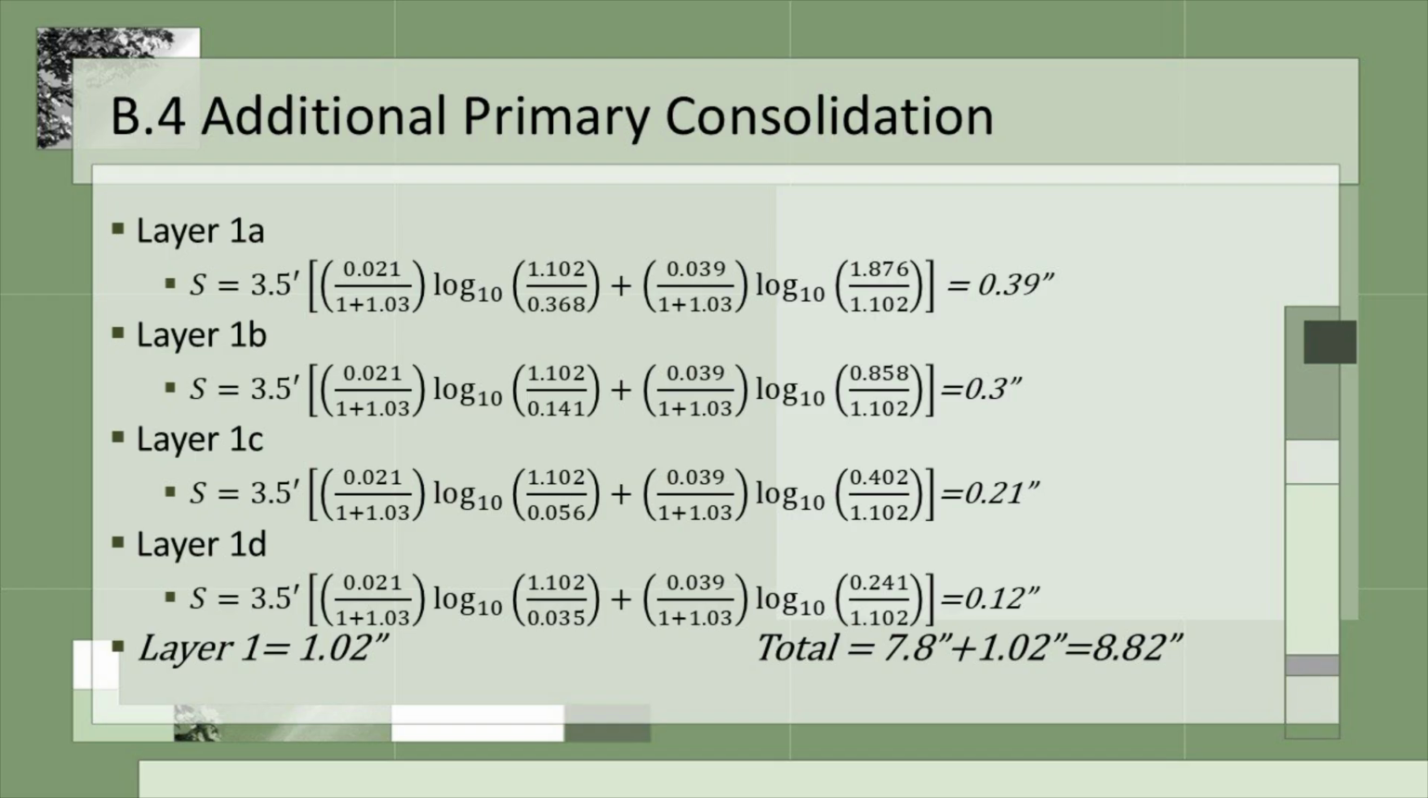The calculated settlements for each sublayer are layer 1A contributing 0.39 inches, layer 1B contributing 0.3 inches, layer 1C contributing 0.21 inches, and layer 1D contributing 0.12 inches. When these values are combined, the total settlement for layer 1 due to the footing load is 1.02 inches. When compared to the 7.8 inches of settlement caused by the structural fill, this indicates that the primary driver of settlement concerns is the addition of the fill rather than the footing itself. Adding both contributions together results in a total estimated settlement of 8.82 inches.